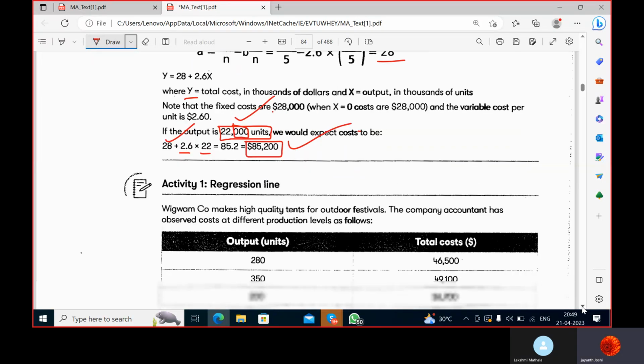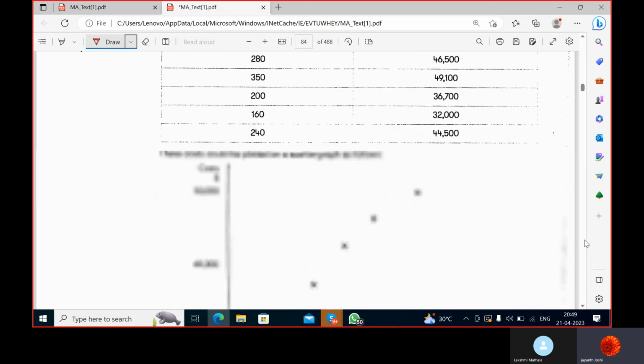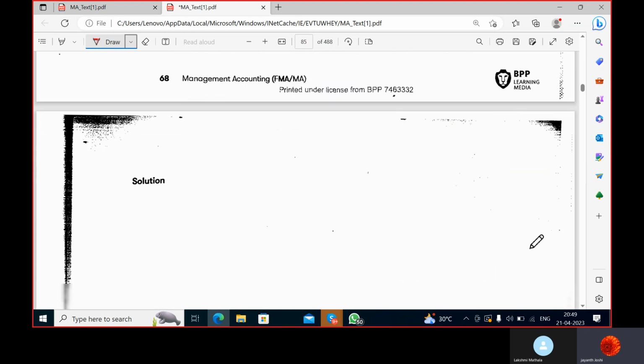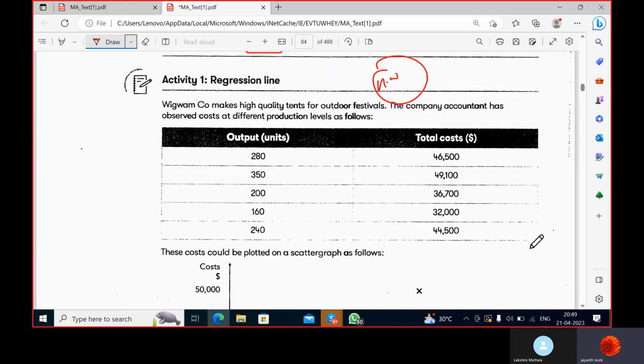Now, this is the homework for you. Okay, not homework in the sense, I think they have given something to deal with. Yeah, no homework. It's an activity. Will you do this?